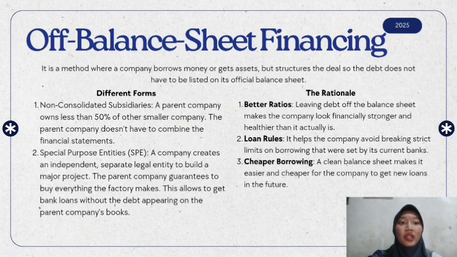And for the rationale, it's better ratios. Leaving debt off the balance sheet makes a company look financially stronger and healthier than it actually is. And it helps the company avoid breaking strict limits on borrowing that were set by its current bank. And it can mean cheaper borrowing. A clean balance sheet makes it easier and cheaper for the company to get new loans in the future.